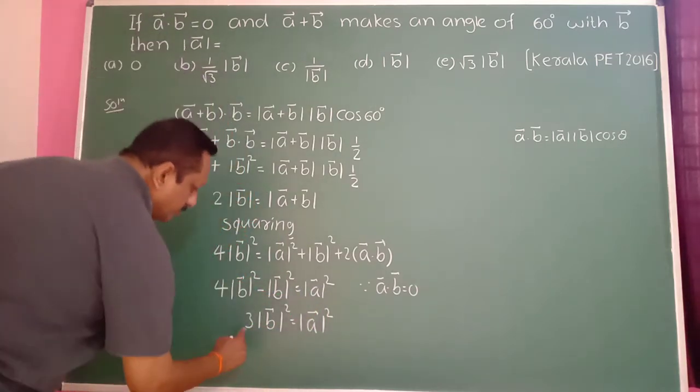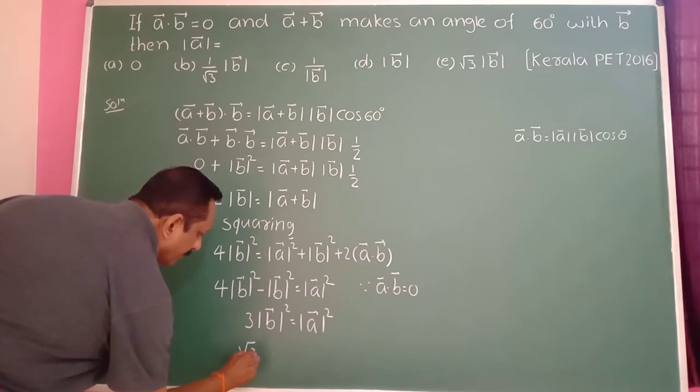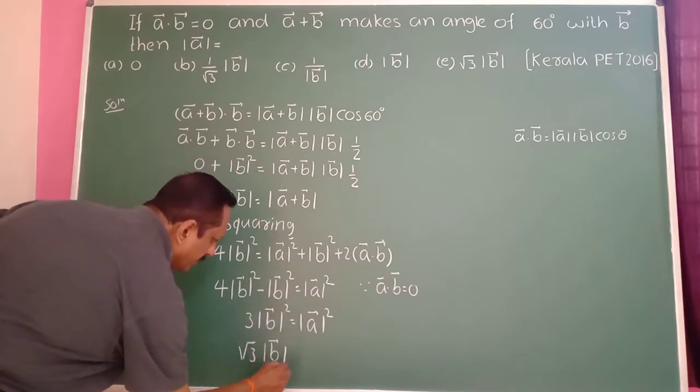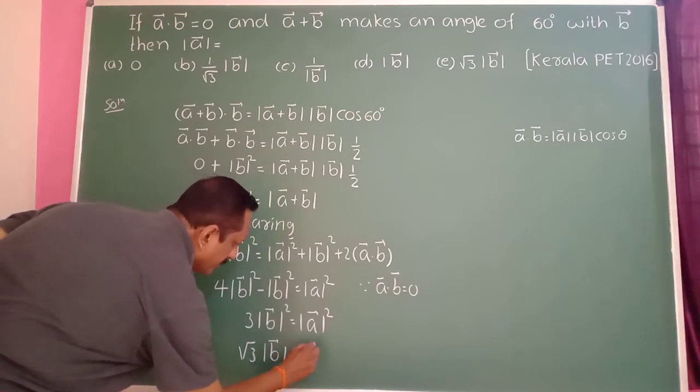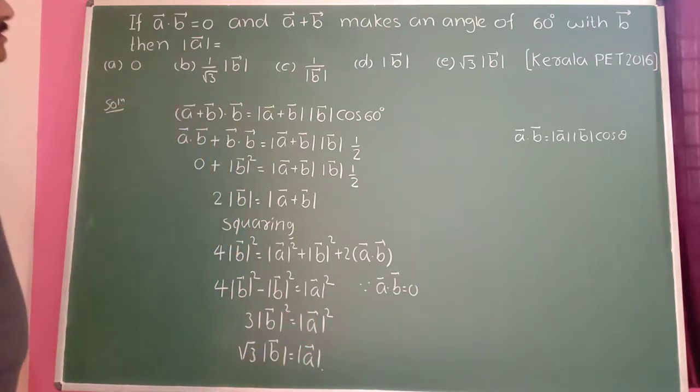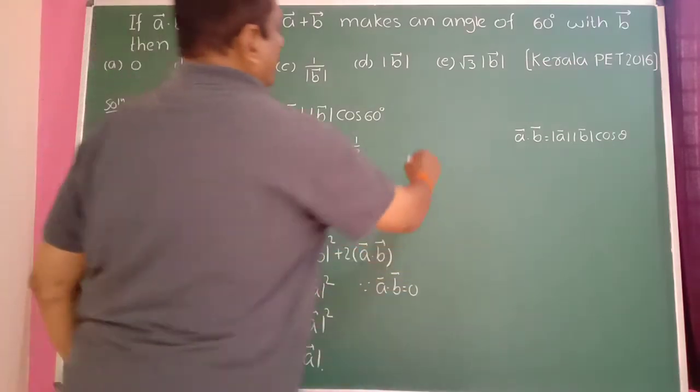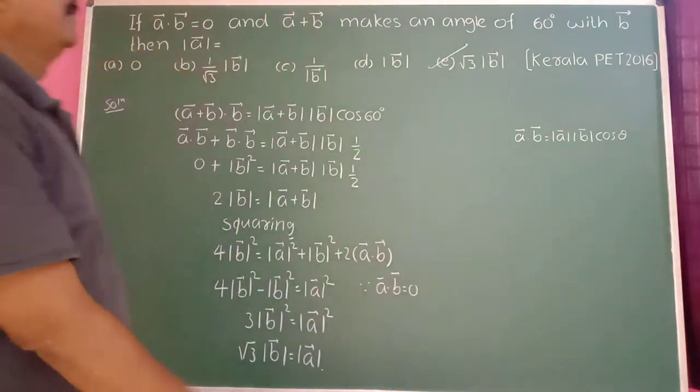Taking the root of this, root 3 into modulus of b bar, the square cancels. So modulus of a bar is equal to root 3 into modulus of b bar. So the fifth one is correct.